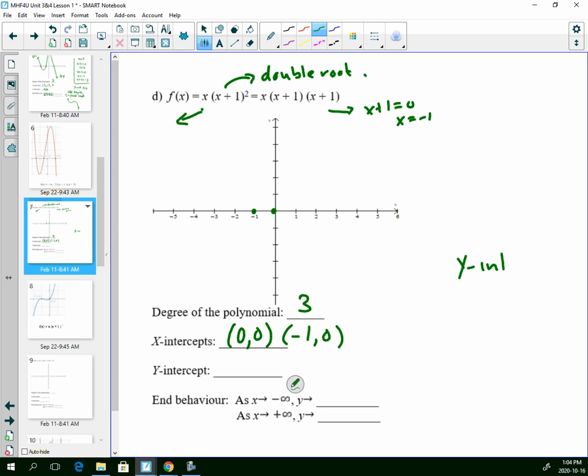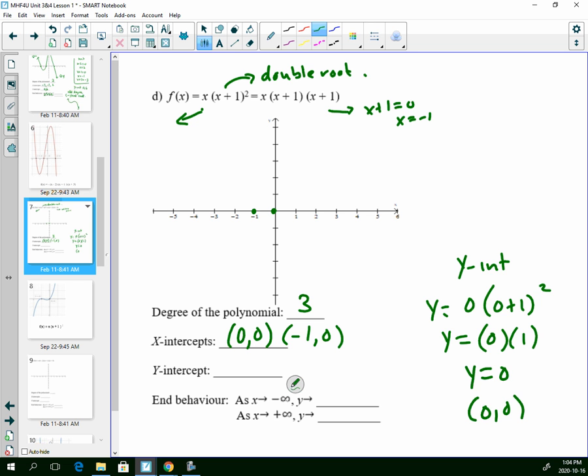My y-intercept, I'm going to put in 0. So x is 0, and then 0 plus 1 squared is 0 times 1, which is 0. So the y-intercept is 0, 0. And then what does that look like? Well, it is an odd degree with a positive leading coefficient. So I know it's going to look something like this.